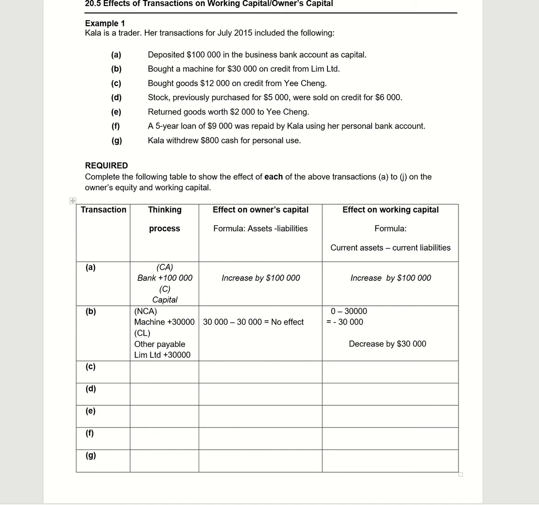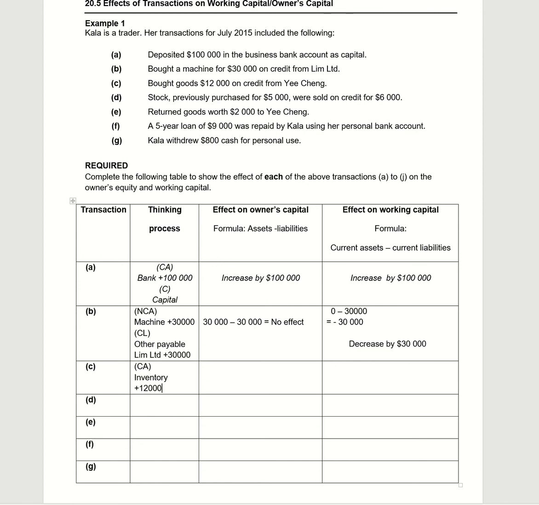Okay, let's continue with transaction C. If the business bought goods on credit from Yi Ching, what is the double entry? So if the business bought goods, inventory increases by 12,000. And you have to know that inventory is a type of current asset.